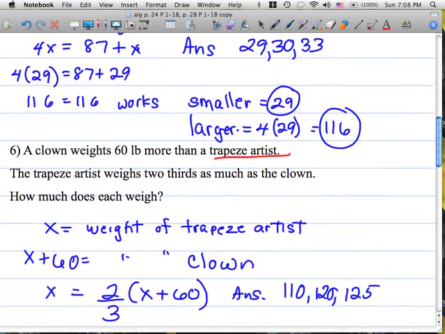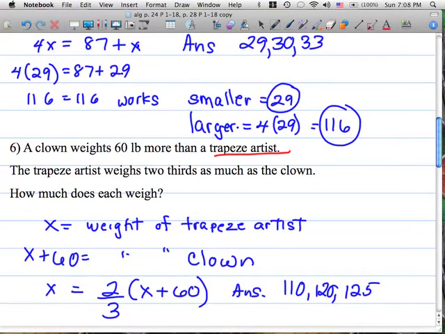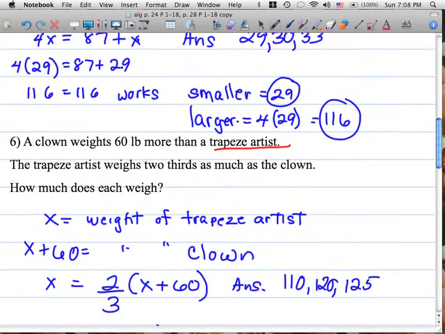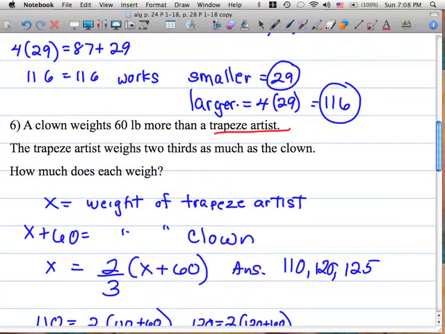Problem number 6. A clown weighs 60 pounds more than a trapeze artist. The trapeze artist weighs 2/3 as much as the clown. How much does each weigh? We're building on the trapeze artist in the first sentence, so I'm going to let X equal the weight of the trapeze artist. The clown weighs 60 pounds more, so X plus 60 equals the weight of the clown.